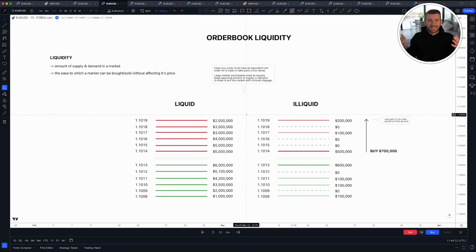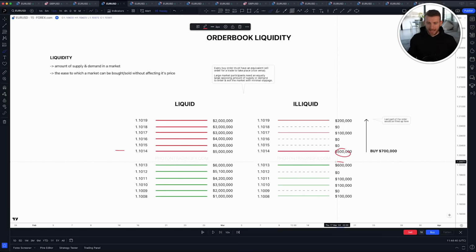So what actually is liquidity? Well, in its most simple terms, liquidity is just how much supply and demand there is in a market at every price level. On the left here, we have a very liquid market. So you can see that at every single price level, there is a lot of volume on both sides of the market. Whereas in an illiquid market, there isn't, right?